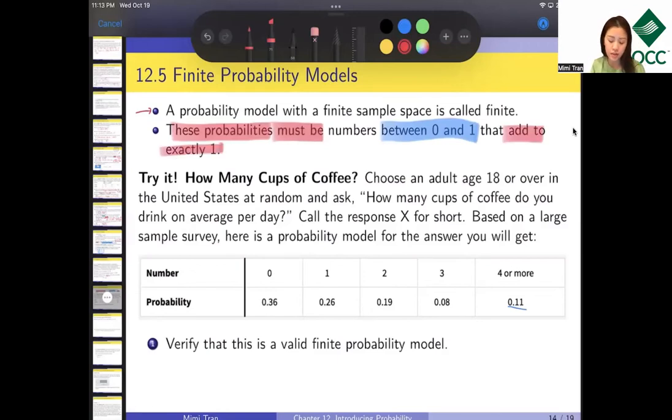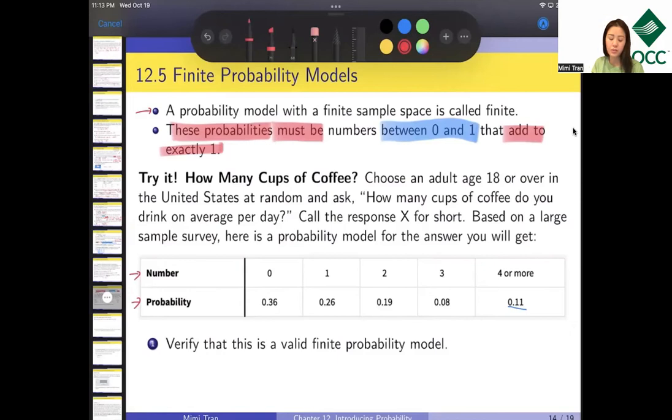So let's try this example below. How many cups of coffee do you drink per day? Well, I don't drink coffee, but a lot of people do. Choose an adult age 18 or over in the United States at random and ask, how many cups of coffee do you drink on average per day? Call the response X for short. Based on a large sample survey, here is the probability model for the answer you will get. The first line is the number of coffees, and the second line is the probability, right?